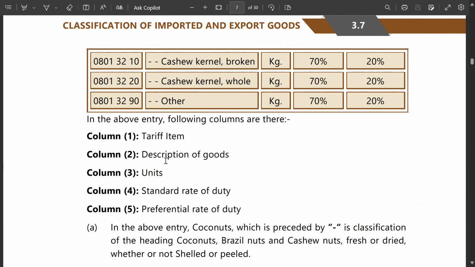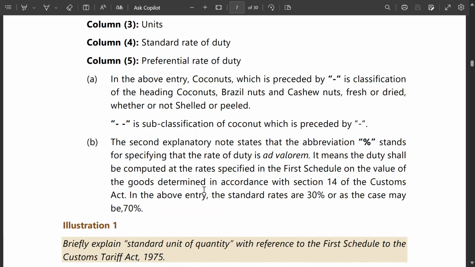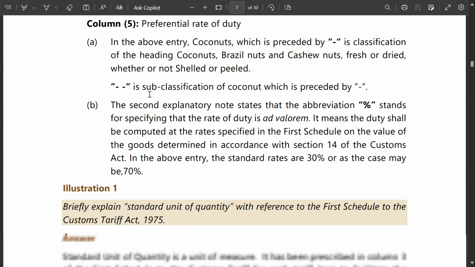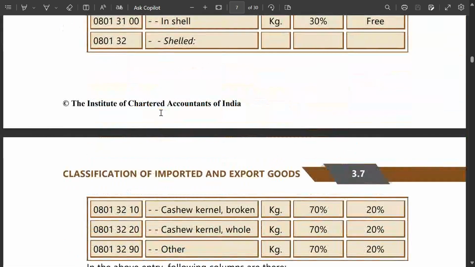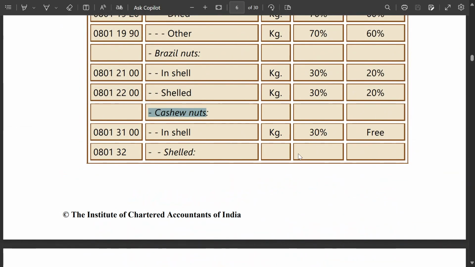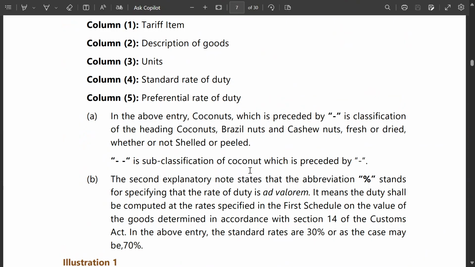So the columns are tariff item, description of goods, unit, standard rate, and preferential rate of duty. Above, coconut is followed by one classification, heading coconuts, as with cashew nuts, fresh or dried, which is not shelled or peeled. Subclassification of quota is prescribed by the specified explanatory notes. The abbreviation percentage stands specifically for the rate of duty, ad valorem.